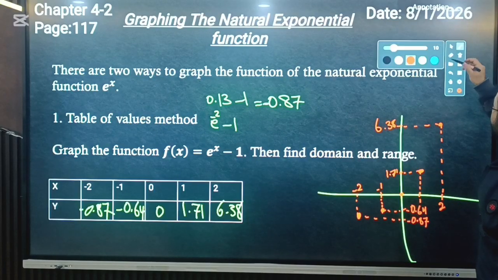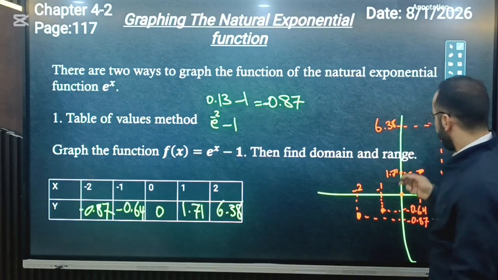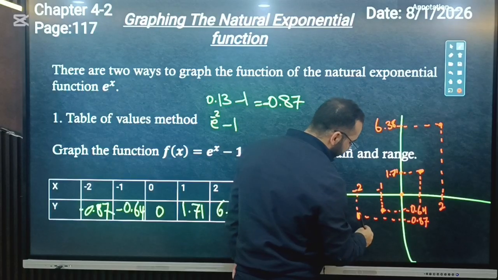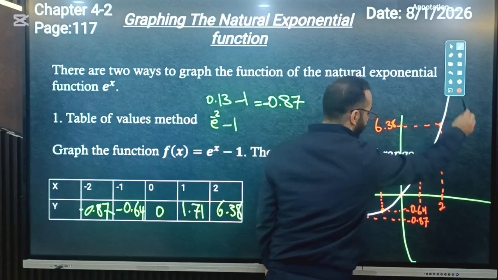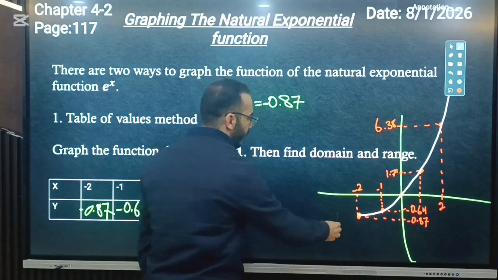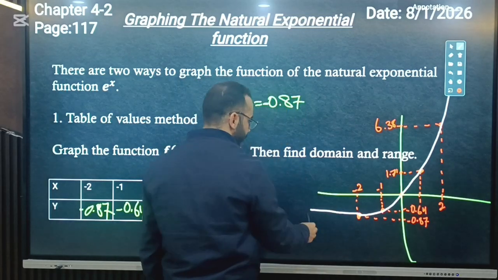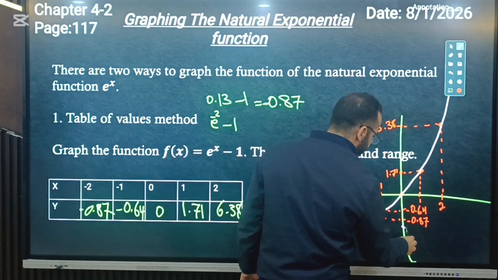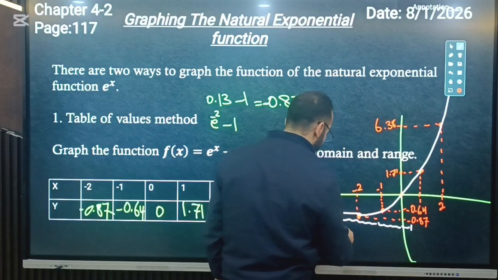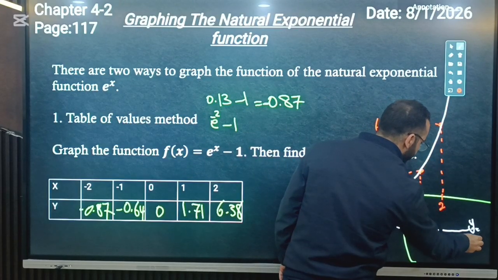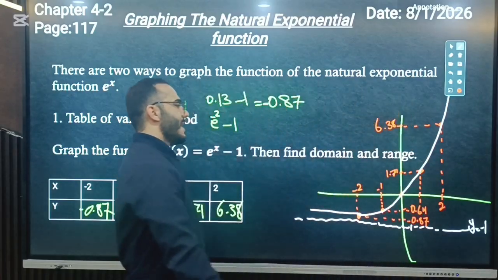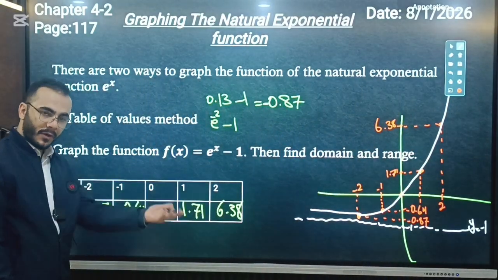So if you just want to graph it, the graph would be something like this, going through these points that we already got. All right, this is the graph. And of course, let's imagine here is negative 1. So the graph is above exactly y equals negative 1. So that is the graph. How are we going to describe it?